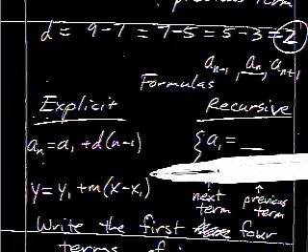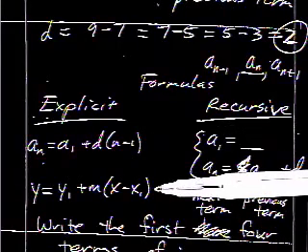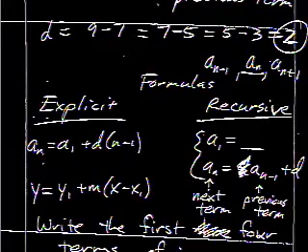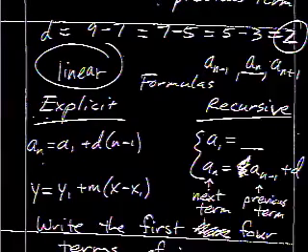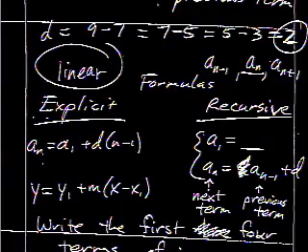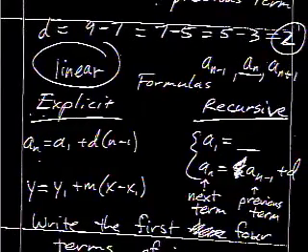Obviously, you can see that this explicit formula looks a lot like a slightly modified version of the point-slope form of the equation of a line. That's because the arithmetic sequence is linear. So we're dealing with a linear function with the arithmetic sequences and their patterns.